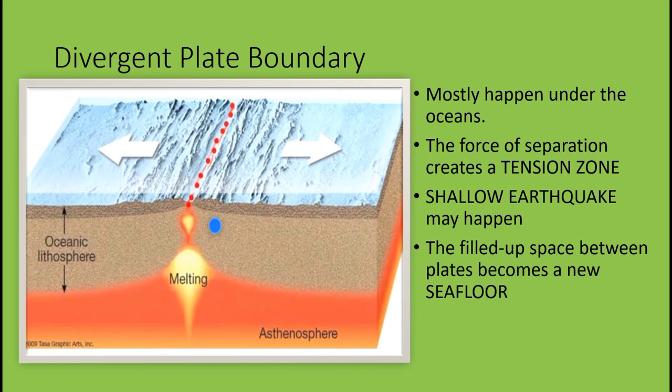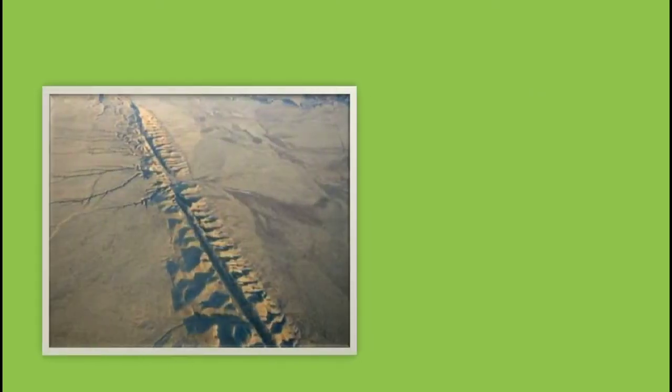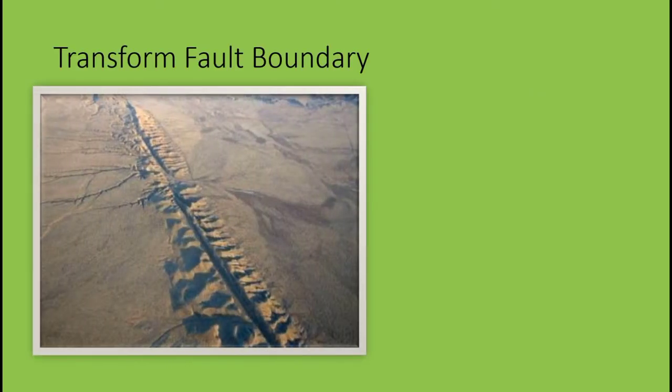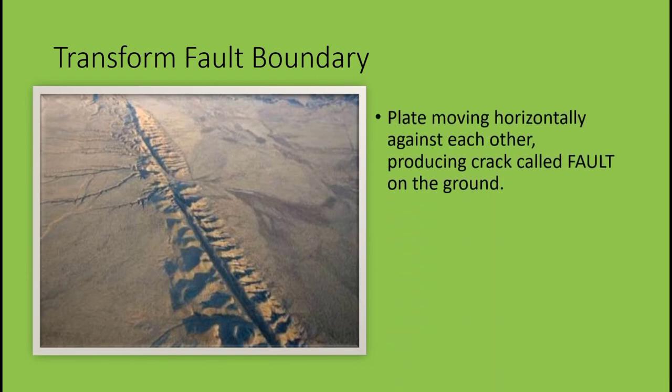The next type of plate boundary is what everyone fears about these days. It is the transform fault boundary. With this type of boundary, another geologic feature is formed and events happen. This third type of plate boundary is mostly found in oceans, but there are a few that traverse through continental crust. This is characterized by plates moving horizontally against each other, producing a crack called a fault on the ground. The force the plates exert can break the rocks and other materials under the ground.